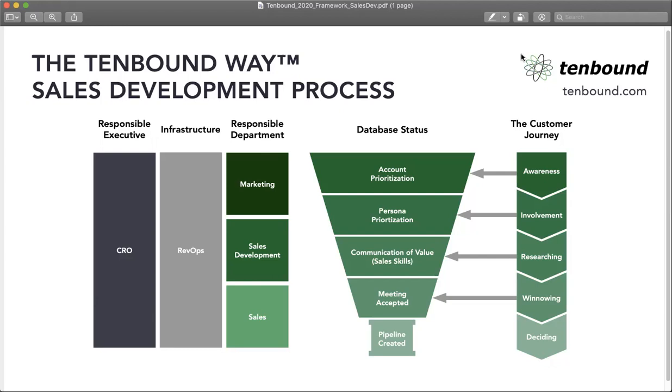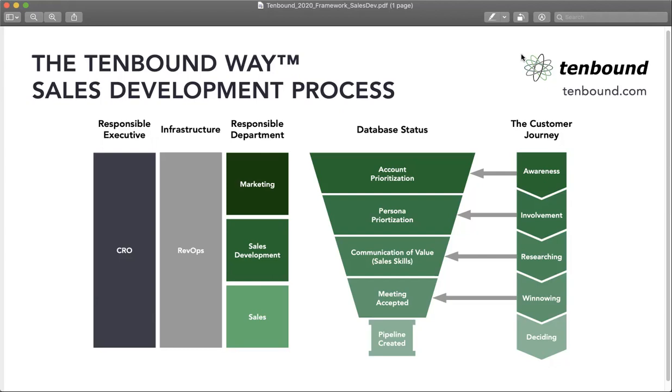Next is making sure that once the meeting is accepted, that they have a strong commitment and a strong handoff between the sales development team and the sales team, and make sure that they put their best foot forward and that they have all the information that they need to be able to winnow down the decision making to have you be one of the top vendors. So when you're thinking about your database, you really want to set it up to align with where the customers are potentially in their journey.